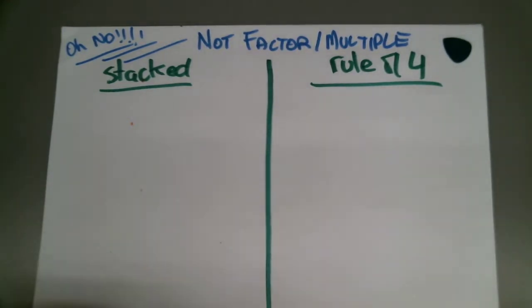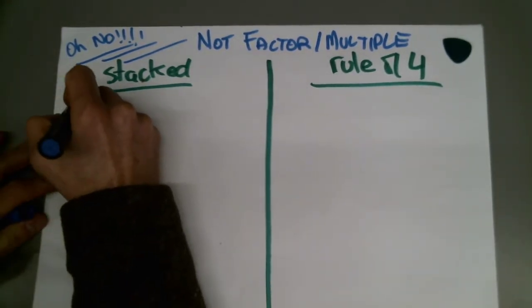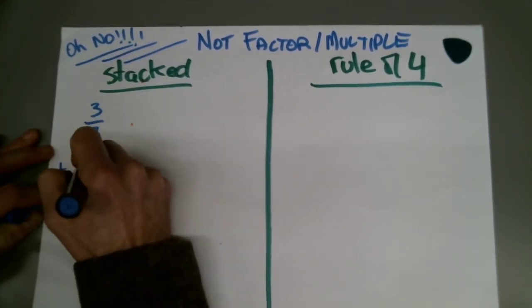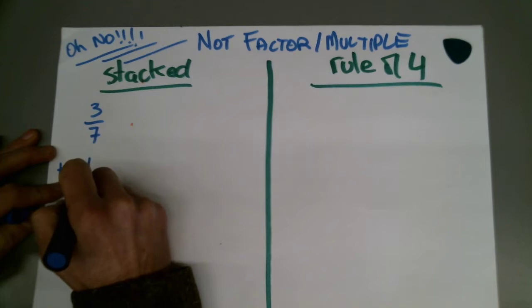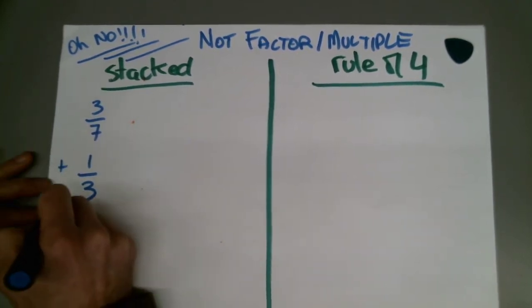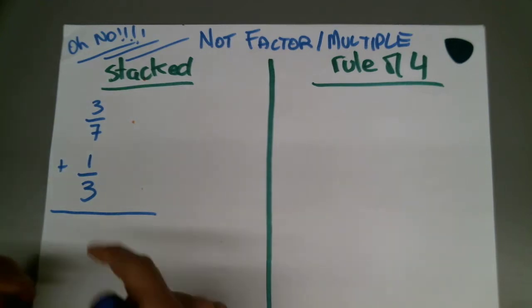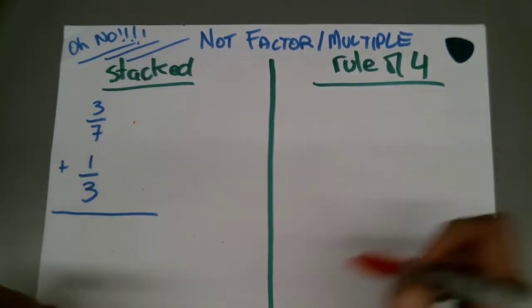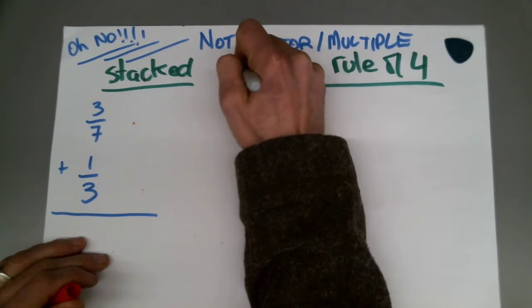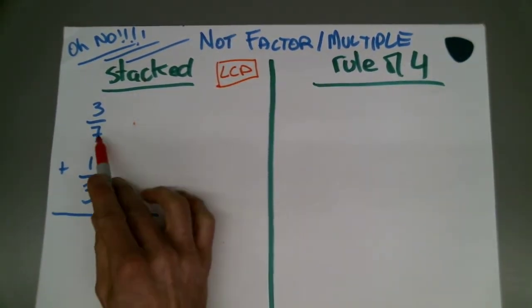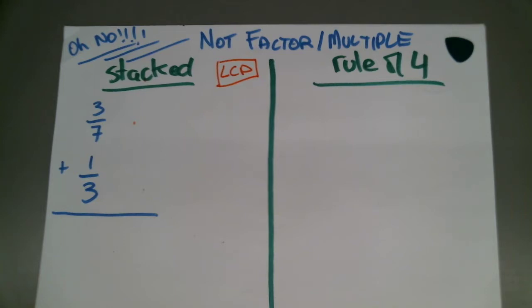All right, let's take a look at 2 fractions that do not have the same denominator. So we're going to go 3 over 7 plus 1 over 3 equals. Now, if we had factors or multiples, it's pretty easy to find your lowest common denominator. What this really means is it's the first number that both 7 and 3 go into.